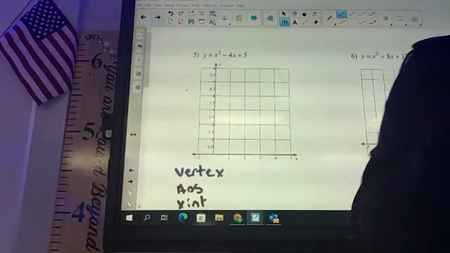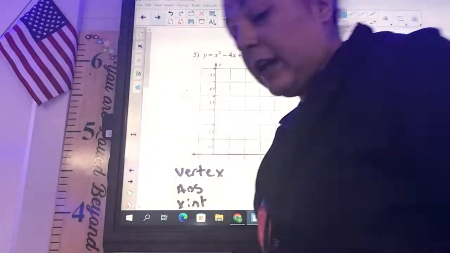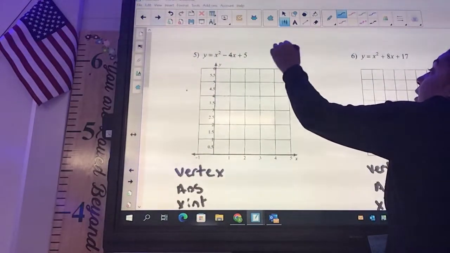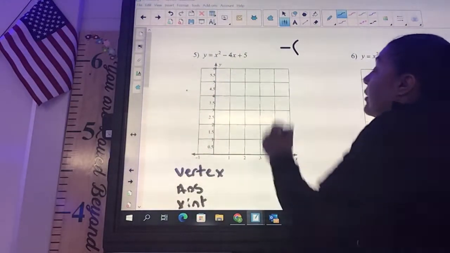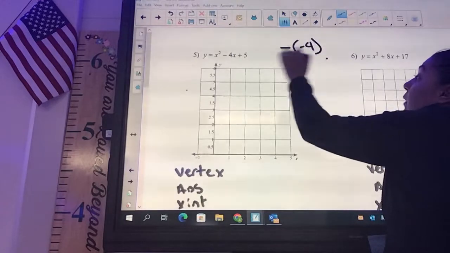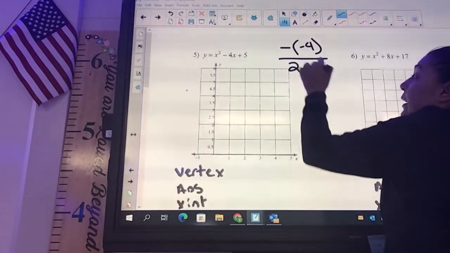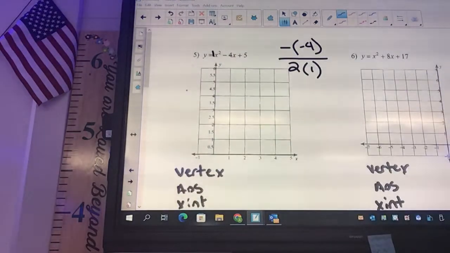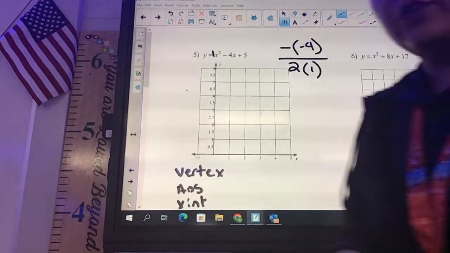All right, number 5. Okay, so number 5, we're going to do the same thing. We got to start out with negative b over 2a. Okay, so we get negative, and our b is going to be negative 4 over 2 times our a, which is 1. Okay, there's no number here, so that means it's a 1.